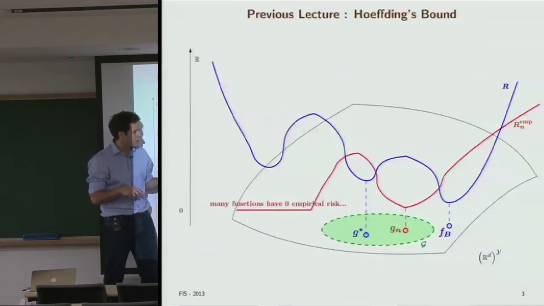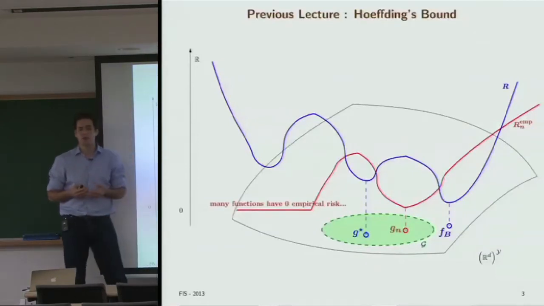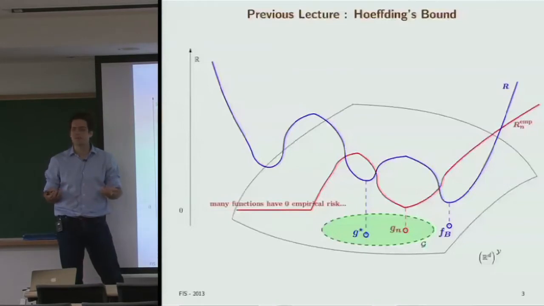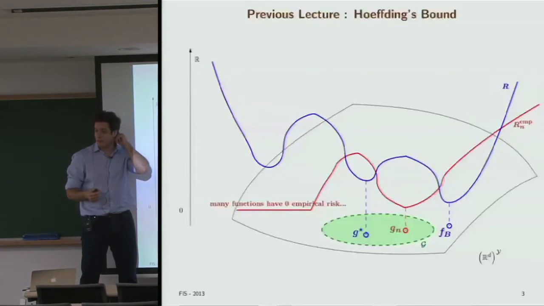When this red curve here is an empirical average over, I don't know, maybe 10 million points, usually it can be very computationally demanding to really find the GN, the optimum. So sometimes what we do is we settle for an approximation of that optimum.